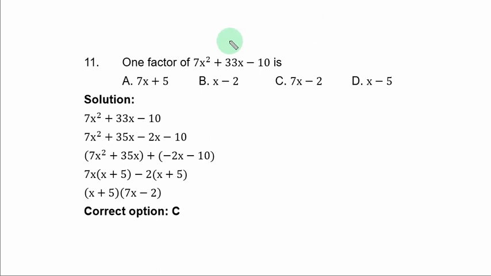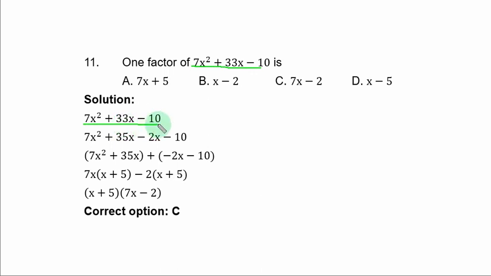Question 11. One factor of 7s squared plus 33s minus 10 is dash. So to get that factor, you simply factorize. So you have 7s squared plus 33s minus 10.